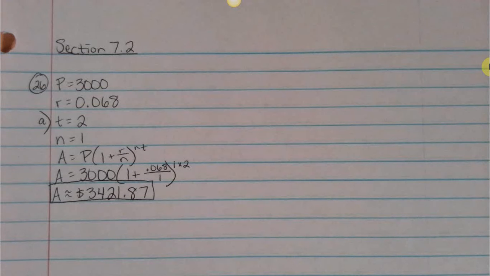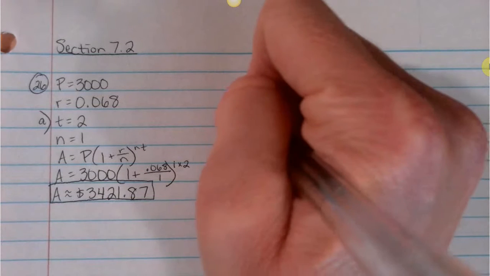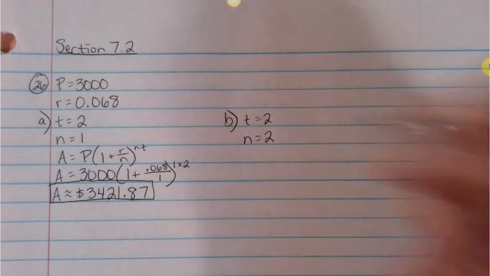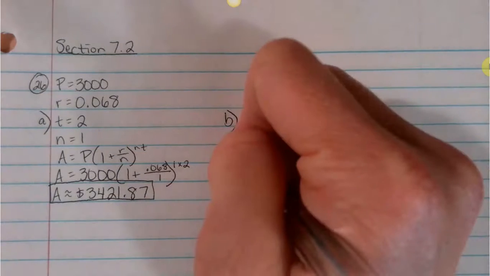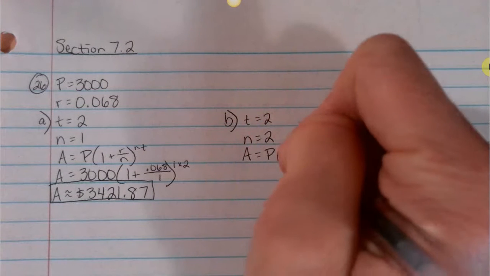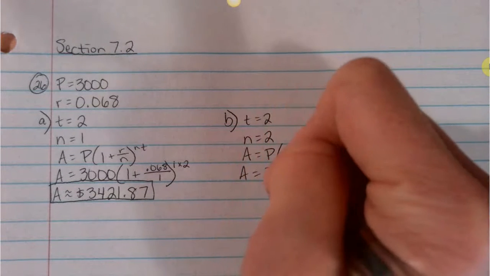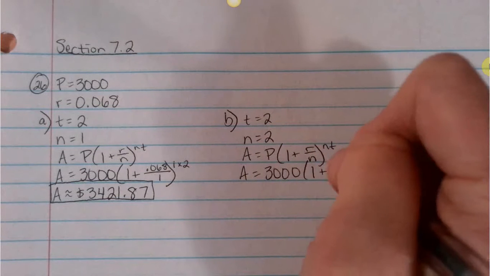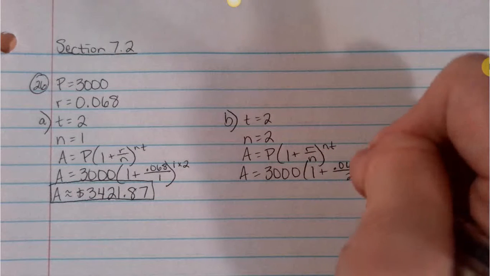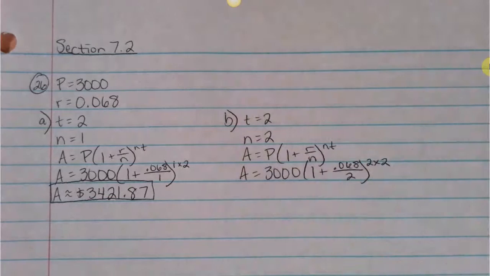And then part B wants to know how much interest will be earned in 2 years if the interest is compounded semi-annually. So P is still the same, R is still the same, T is still 2. The only difference is now, since it's compounded semi-annually, that would be twice a year. So N would equal 2. But we're still using the same compound interest formula. The only thing that's going to change is we're going to have a 2 in place of the N instead of a 1.